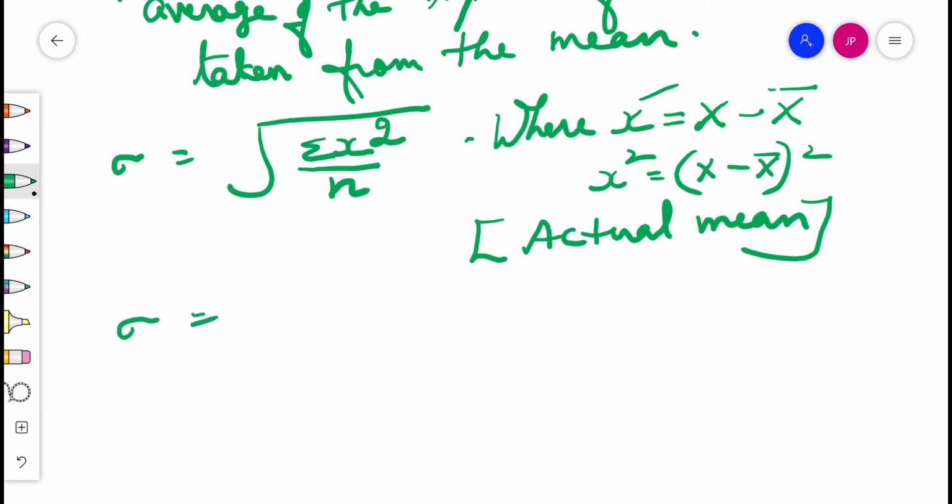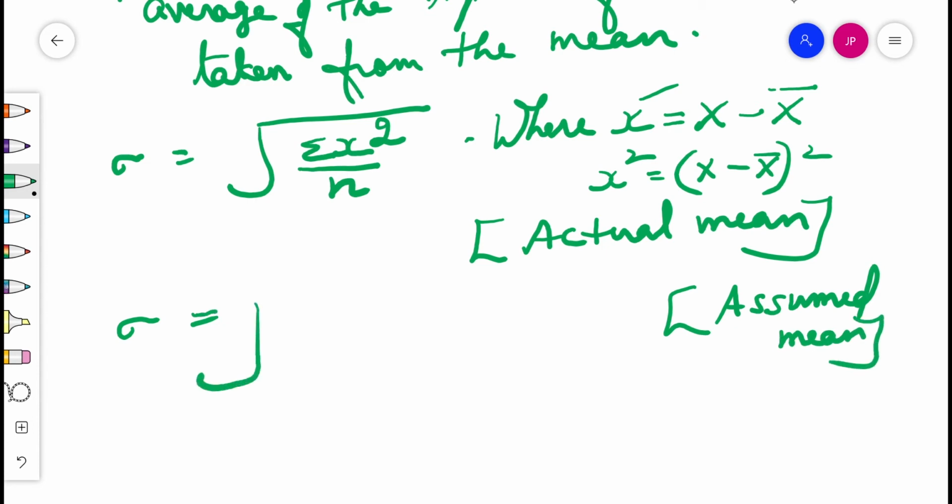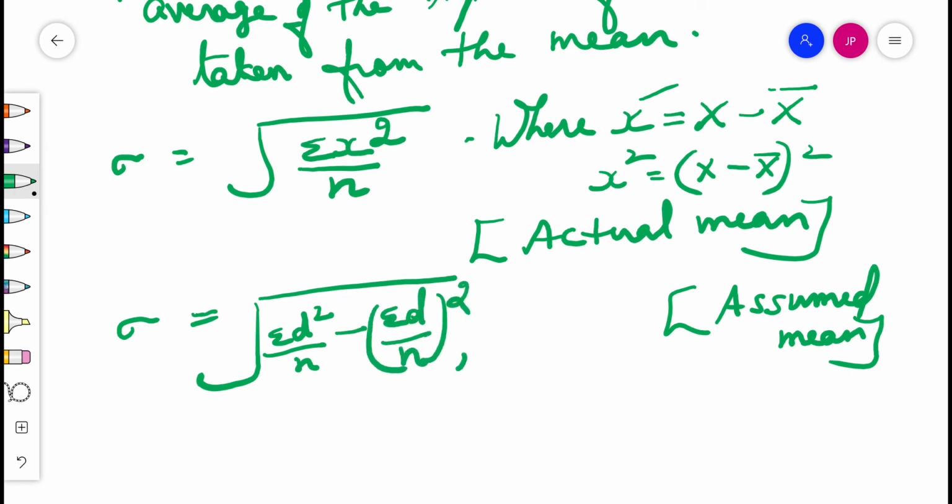If it is an assumed mean method, we can assume one mean from the variable instead of the calculation of actual mean, isn't it? Then the formula is square root, again positive square root, of sigma d square by n minus sigma d by n whole square, where d is equal to given item minus assumed mean of the series.